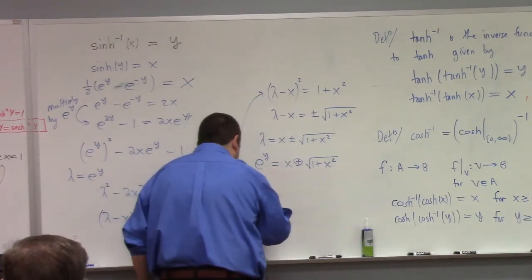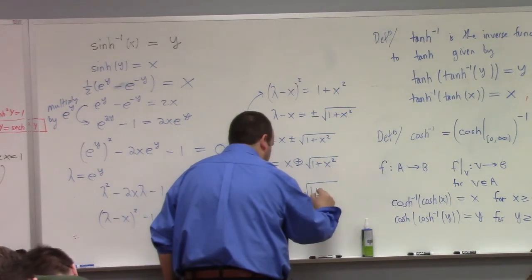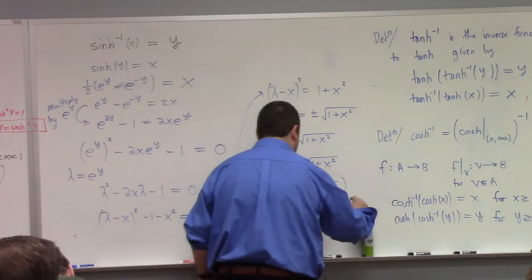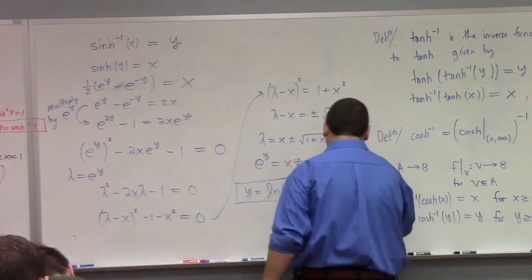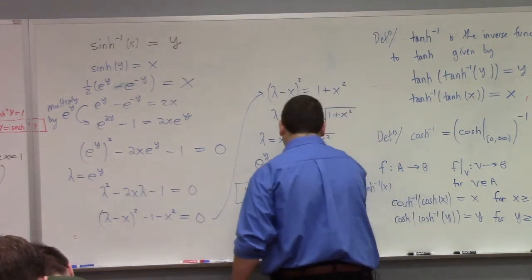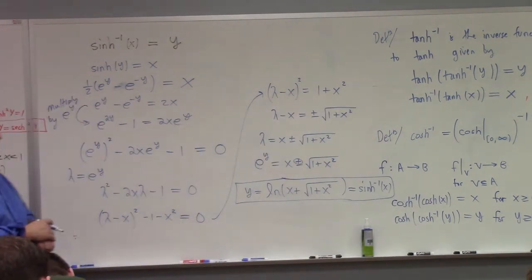And then y is equal to the natural log of x plus the square root of 1 plus x squared. There you go. Or, what was y? Inverse hyperbolic sine. So there you have it. That is the inverse hyperbolic sine written as a logarithm.